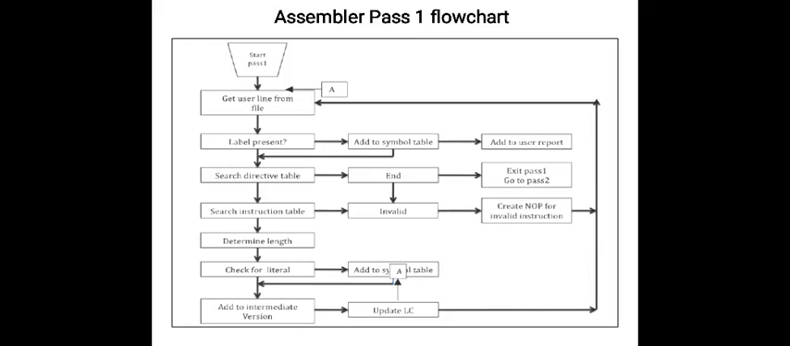If it is false, then we determine the length of the instruction. Then we check for literals. If we find a literal, we add it into the symbol table. From there we go to add to the intermediate version, and finally we update, or increment, the value of our LC, which stands for location counter.